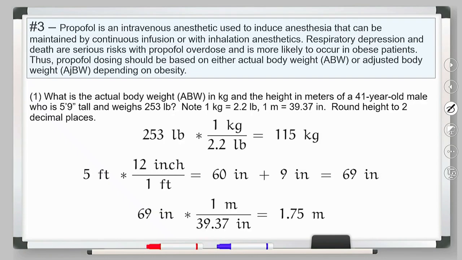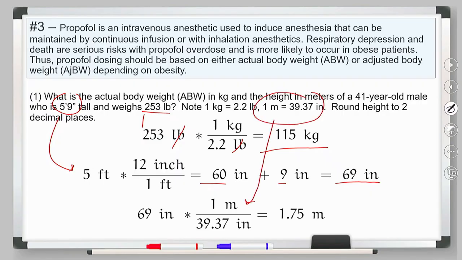So our first step is to take their weight of 253 pounds and divide by 2.2 to get 115 kilograms. So that's their actual body weight. Actual body weight's 115 kilograms. Their height, since they are 5 feet 9 inches in height, 5 feet times 12 is 60 inches, plus 9 is 69 inches. Then using this conversion here, that 1 meter is 39.37 inches, I can convert 69 inches into my height in meters, and I have my weight in kilograms.